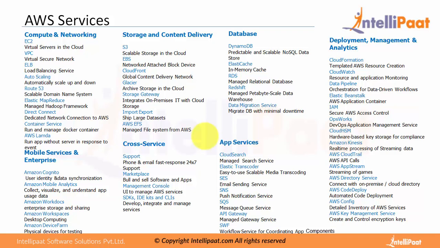Amazon Glacier is an archival service. When you have a huge amount of data and you want to save some cost by archiving infrequently accessed data, Amazon Glacier is a service for you. Amazon Storage Gateway is a service which helps you to integrate on-premise data with the cloud storage.